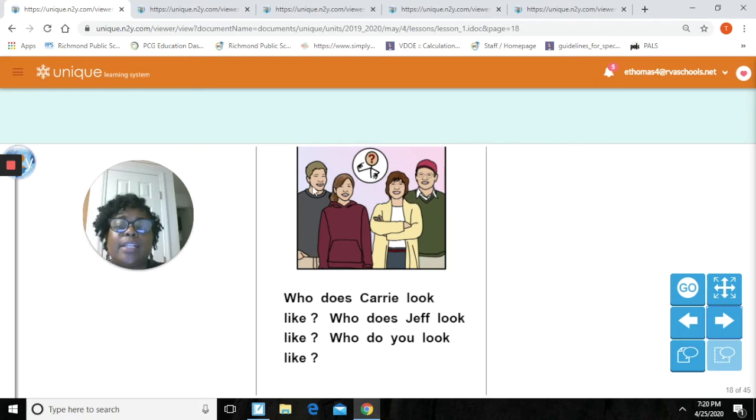Now, let's take a look at Jeff. Who does Jeff look like? Does he look more like his mom or his dad? So would you say he looks more like his dad? I think he has traits from both of his parents. He definitely has his father's height, okay? So he definitely has features from his mom.